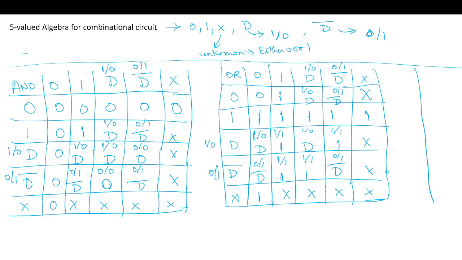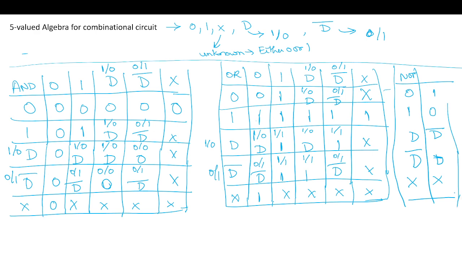Similarly for the NOT gate, if the input is 0, output will be 1. If it is 1, it will be 0. If it is D, the complement is D bar, and D bar's complement is D, and don't care will remain don't care. So with this logic of D and D bar, we will proceed to some algorithmic approaches for ATPG.